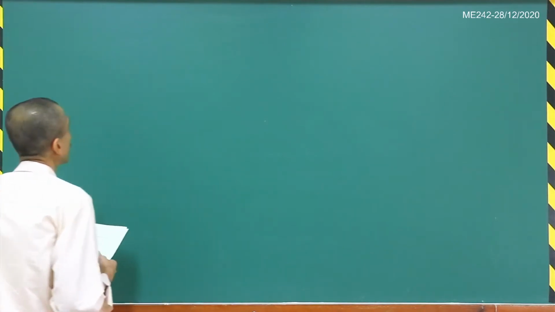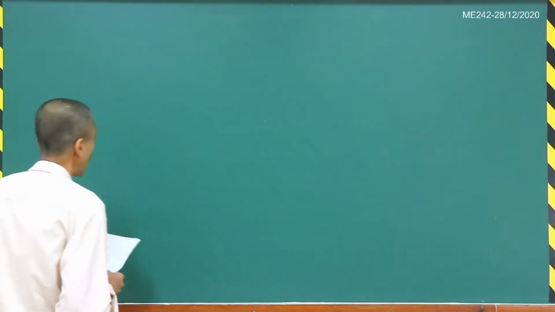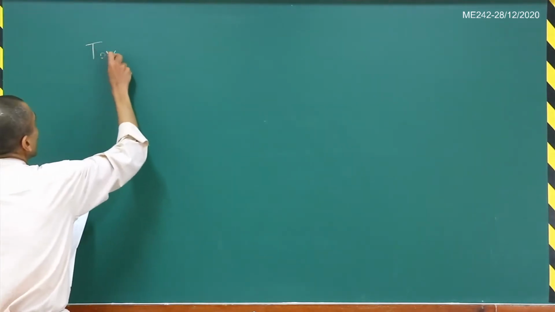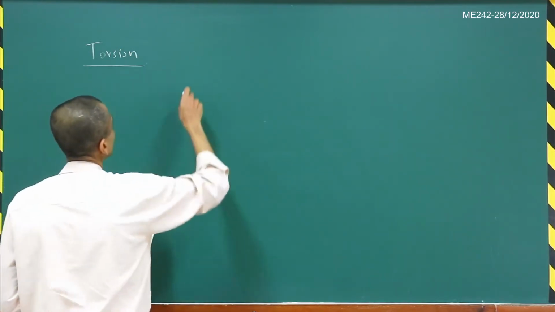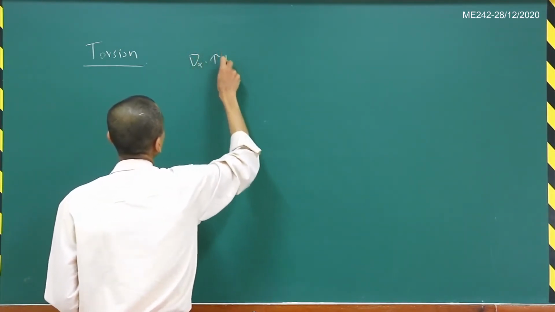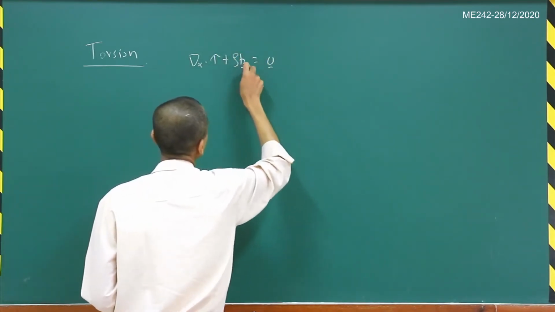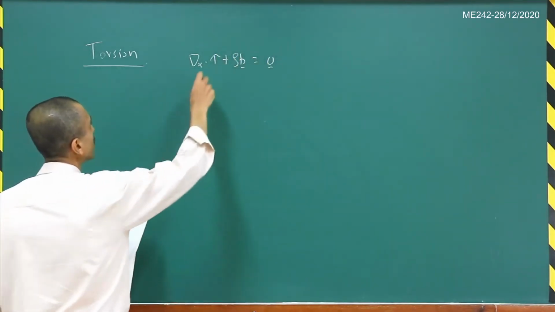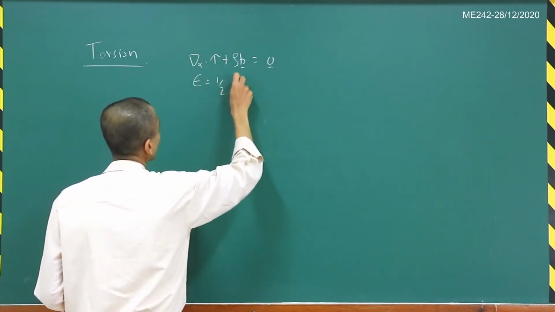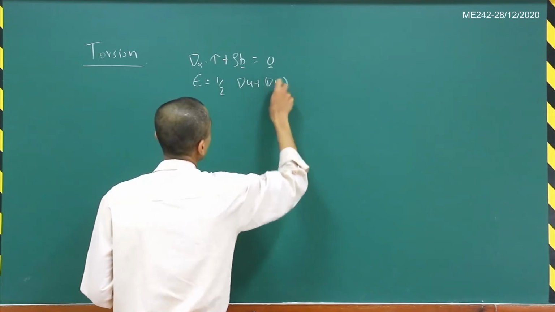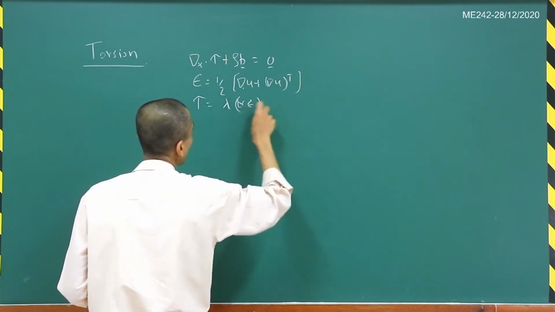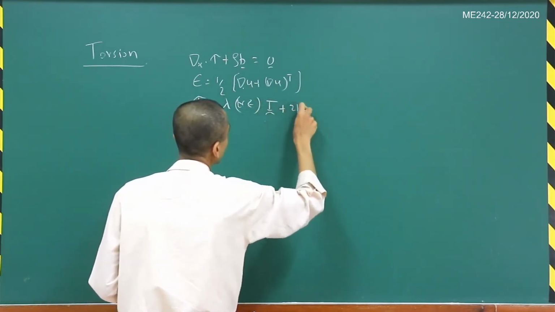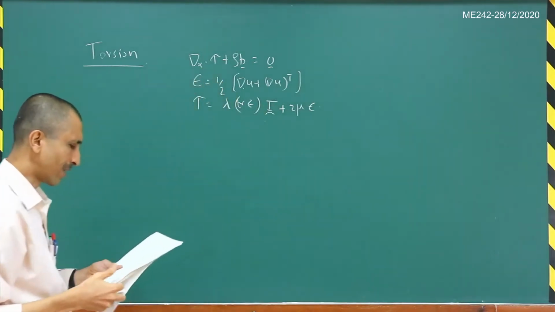Okay, so today we will look at some exact solutions. We'll start with torsion. Our governing equations, let me state: del dot tau plus rho b equal to 0, because we are going to consider only statics problems. Then epsilon is equal to half of del u plus del u transpose, and tau is equal to lambda trace of epsilon times identity plus 2 mu times epsilon. So these are going to be the set of equations that we are going to consider.